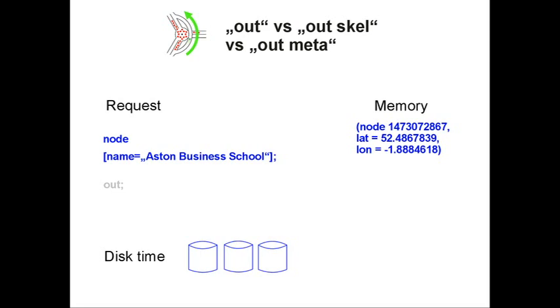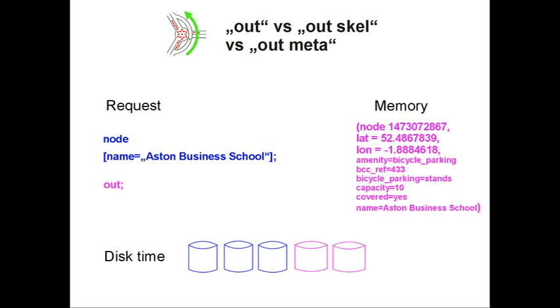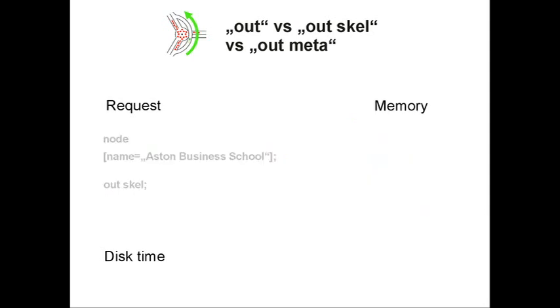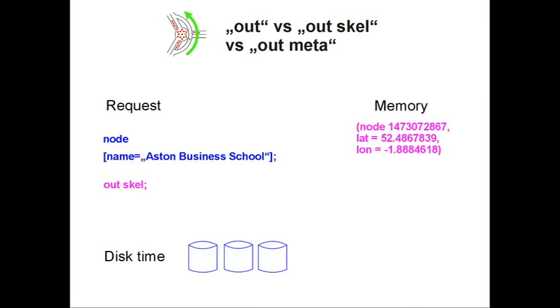The query statement always only collects concise information about the objects found. This so-called skeleton consists for nodes only of the node ID and its coordinates. The out statement takes extra time to collect the tags of the found objects. Now we output only the skeleton of the found objects. In this case, the out statement takes no extra time because all the information is already known.